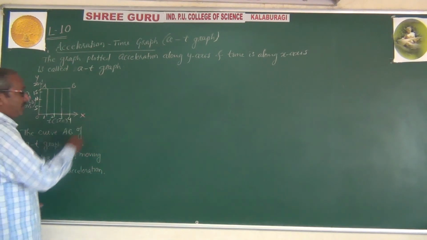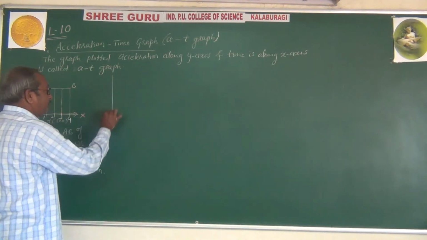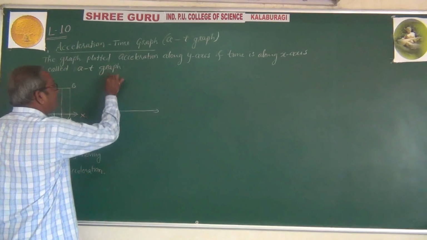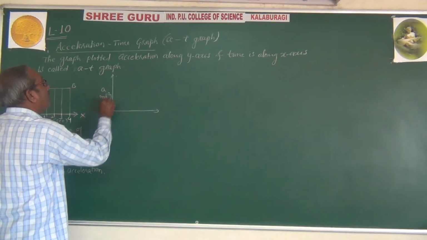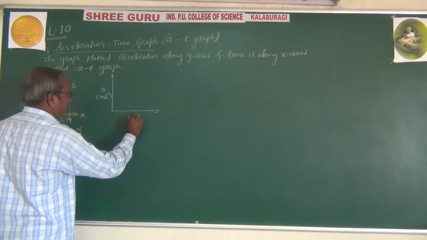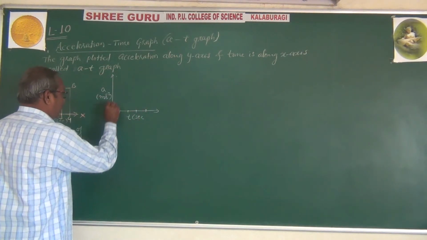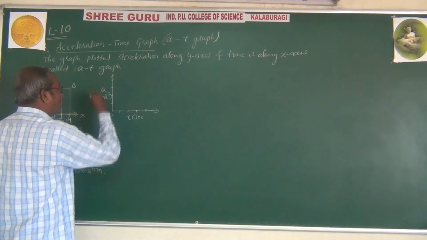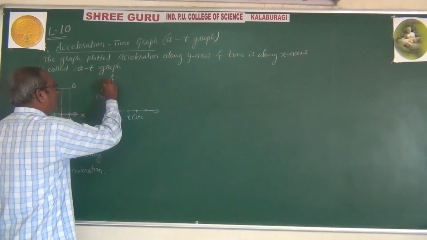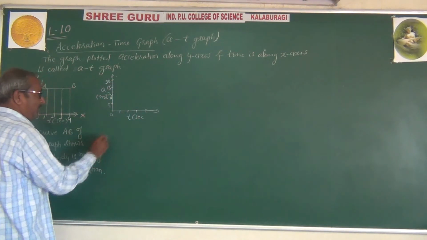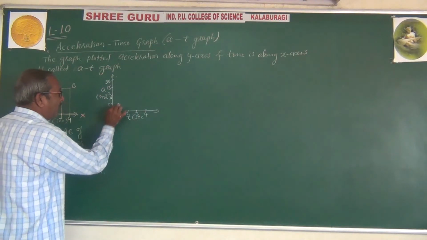Here is another graph I will plot. This is acceleration in meter per second square, and this is t in seconds. Again 1 second, 2 seconds, 3, 4, 5, 10, 15, 20 like that. The curve will be like this.